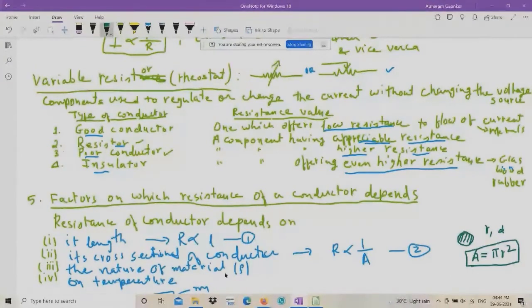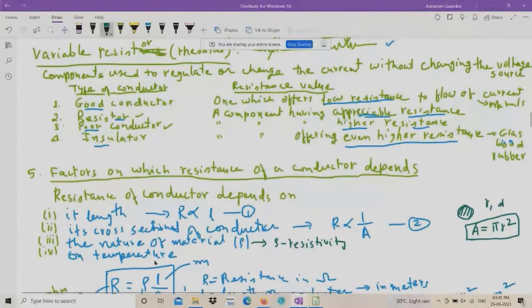Then third is nature of material. Different materials, copper, aluminium, nickel, and so on, have different properties, and this rho is resistivity. I will discuss this resistivity in further discussion. Each material has something called resistivity, a fixed value, and that is why the third point is that it depends on the nature of the material. For different materials, the resistance value is different.